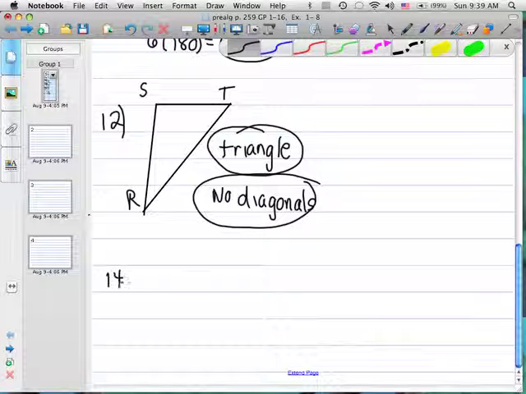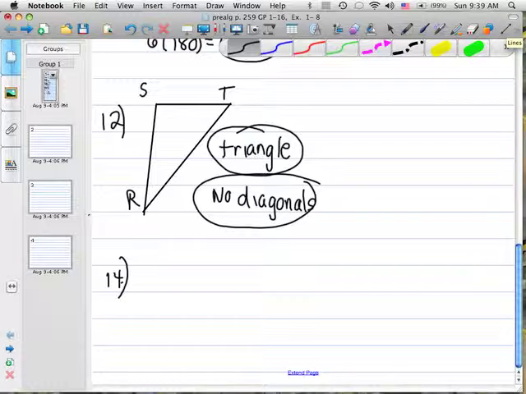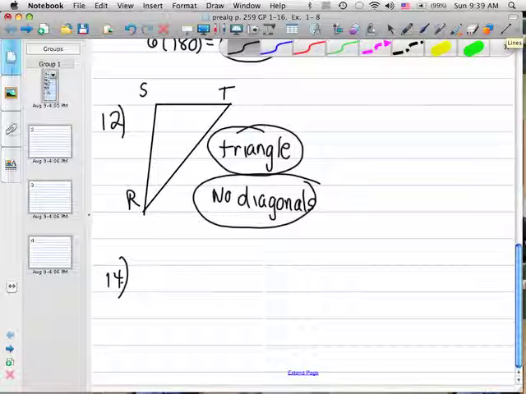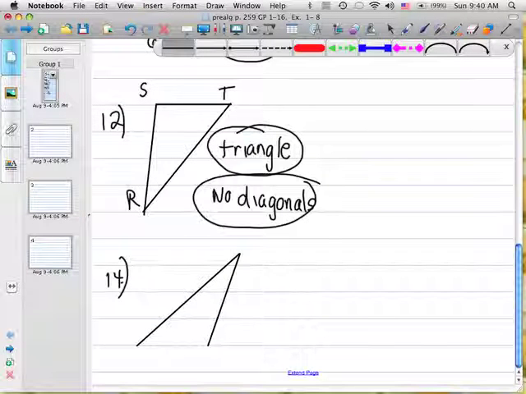Problem number 14, find each unknown measure. So we're going to use that rule about the number of triangles and times by 180 to find missing ones, or the sum of the angles of a triangle is 180, anything that helps us find it. So problem number 14, I'm going to again draw the figure. You don't have to, I'm just using it as a reference.